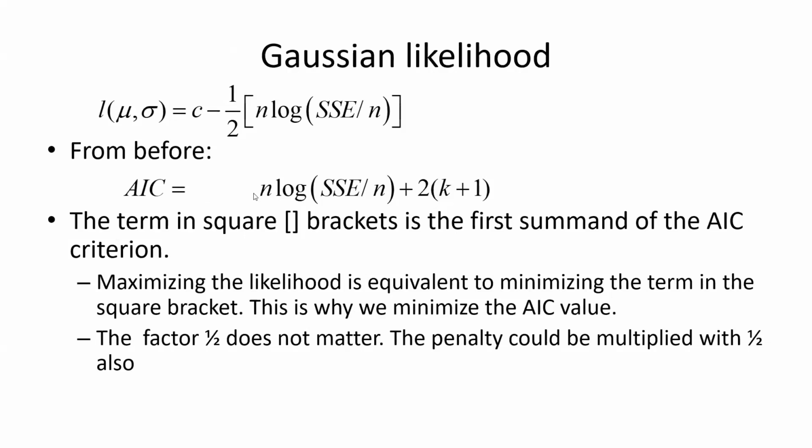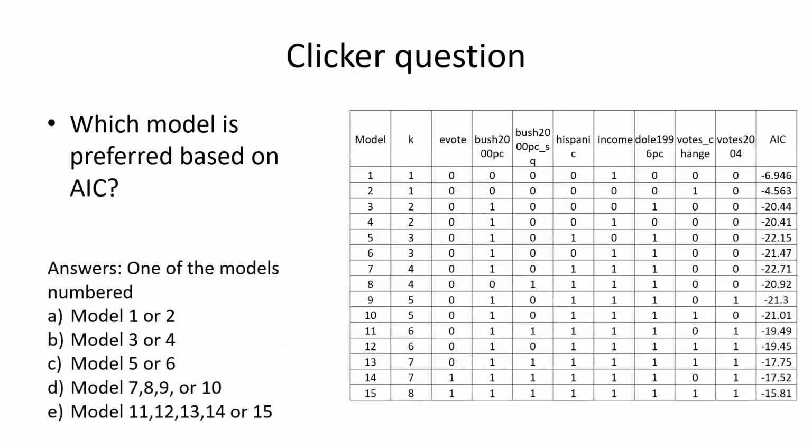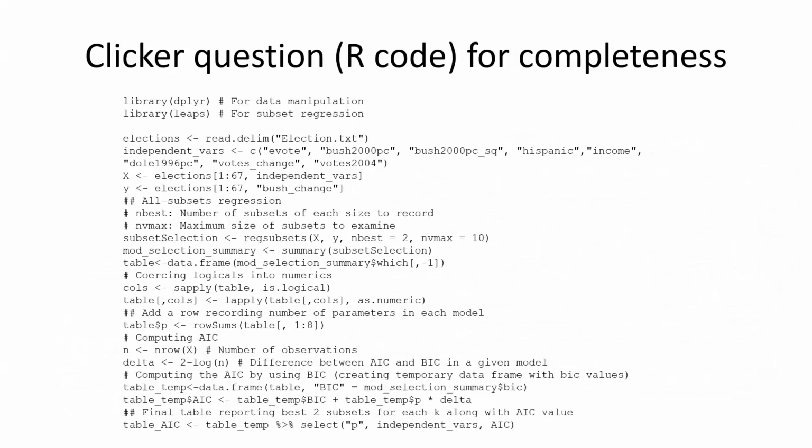All right, so our table as before, the best two models for each K based on the criterion AIC. We are trying to minimize AIC. I leave you to this question to figure out which one is the best model based on this criterion. And I end on, for completeness, the R code that generated the table on the page before. This is the end.